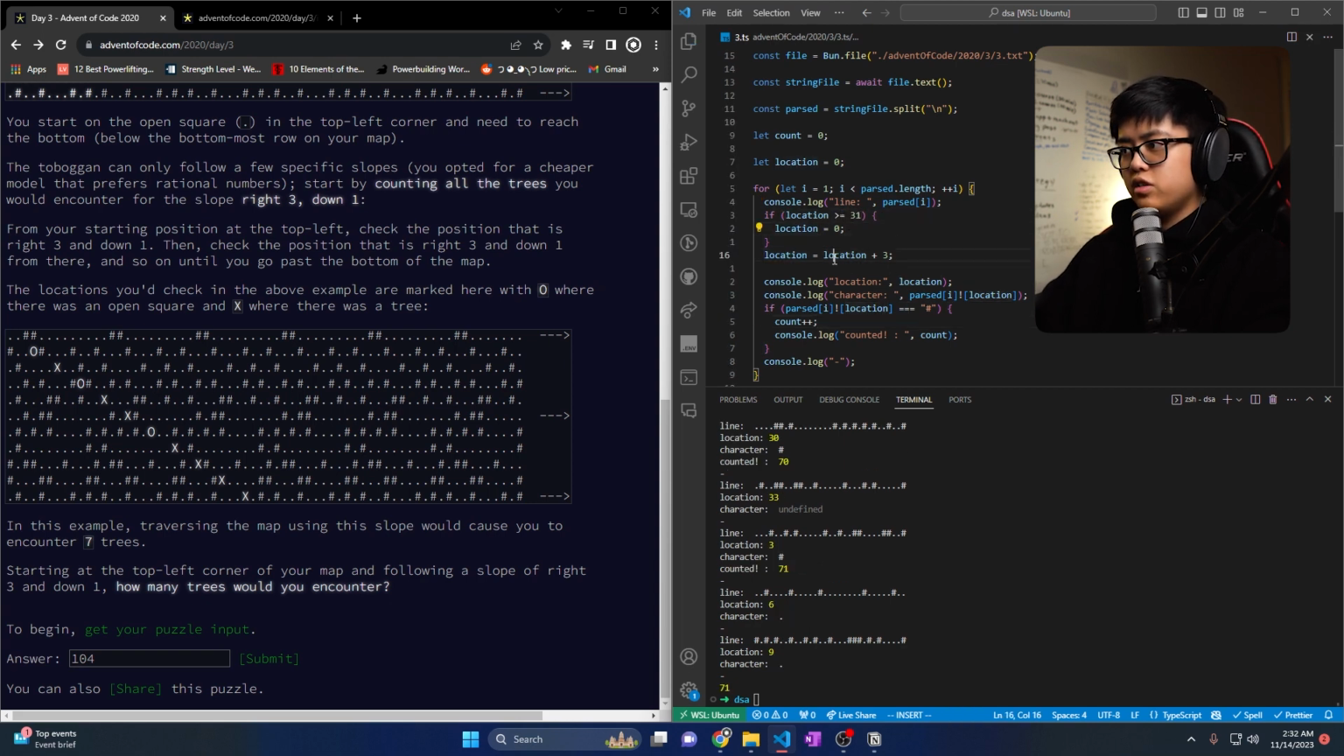So basically the first issue I had was that location wasn't actually incrementing by 3 every time. And the second issue was that my base case was wrong because I was only checking if it was equal to 31 instead of greater than or equal to 31. So yeah, 71 should be the right answer.